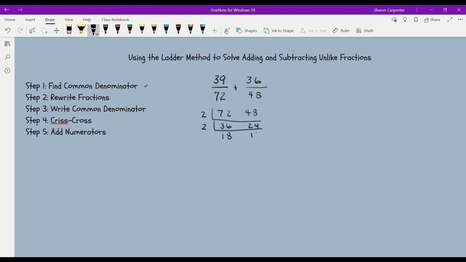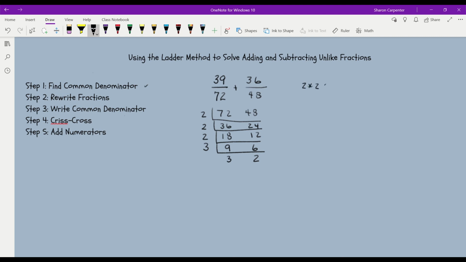36 divided by 2 is 18, and 24 divided by 2 is 12. 18 and 12 are both even, so you use 2 again. 18 divided by 2 equals 9, and 12 divided by 2 equals 6. You can't use 2 again because 9 is not even, but you can use 3. 9 divided by 3 is 3, and 6 divided by 3 is 2. Now we have all of our factors.